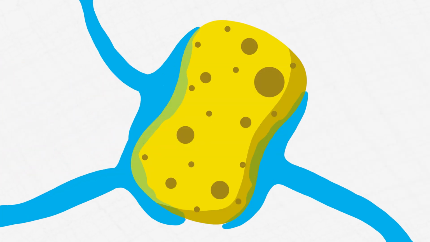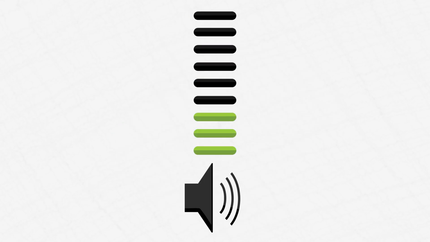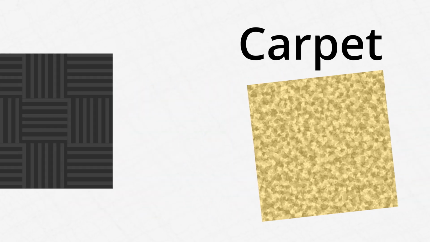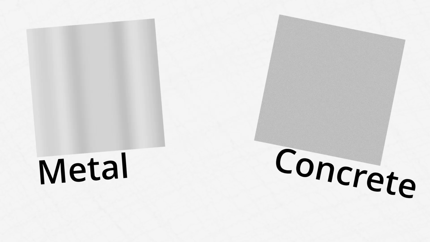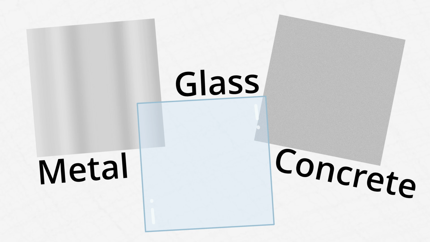First, the sound wave can be absorbed, where the material takes in the sound, kind of like a sponge takes in water. This causes the sound to become quieter. Soft materials like carpet and foam absorb sound, which is why sound panels are usually made of soft materials. Second, the sound wave can be reflected, where the wave bounces off the material. This is what causes echoes. Hard, non-porous materials like metal, concrete, and glass tend to reflect sound.